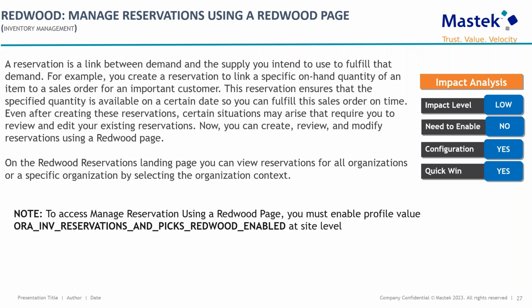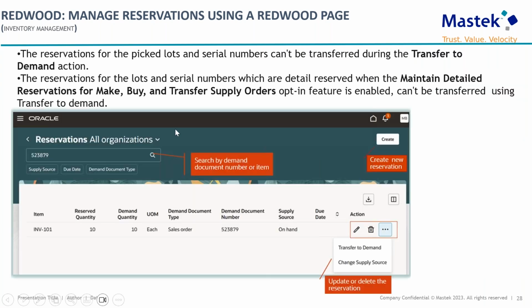You can see the reservations for all organizations or just for a specific organization, like this, and here you will be able to select the specific organization and see the updates. This helps you manage your inventory promises more accurately, make sure that key orders are fulfilled on time, and we keep our customers happy.